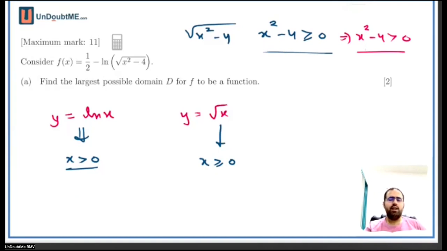Now, how are you going to use the calculator for such cases? You can literally draw the graph of y equal to x square minus 4, because we are talking about this thing. So what I'm saying is that you can draw the graph of y equal to x square minus 4 and see that x square minus 4 is going from where to where.